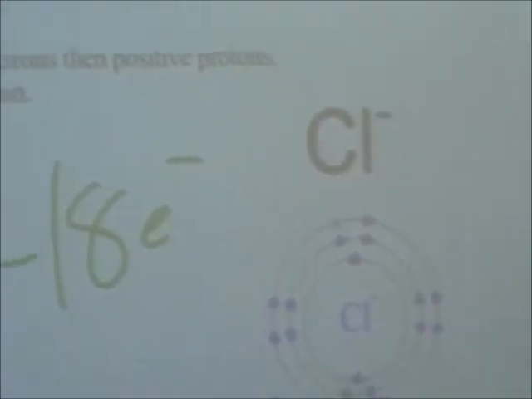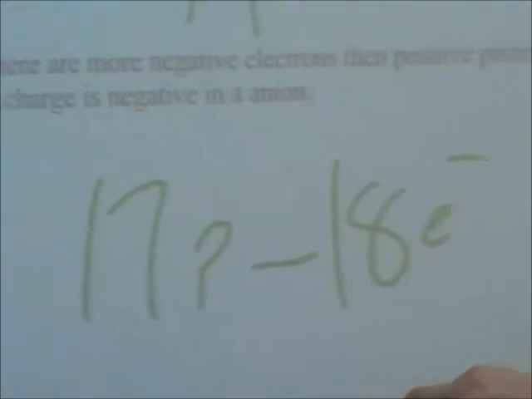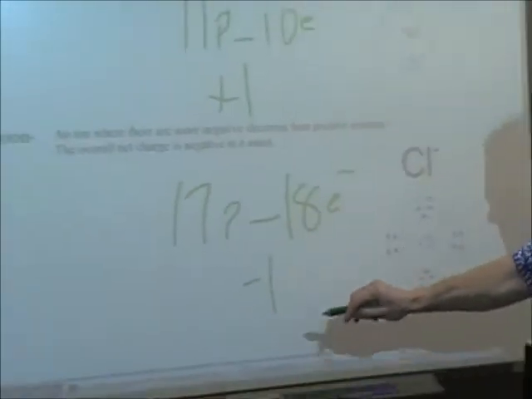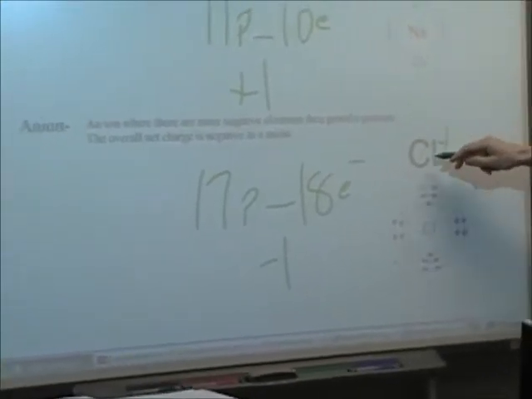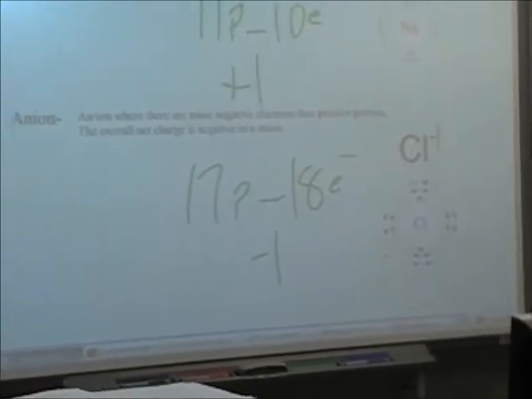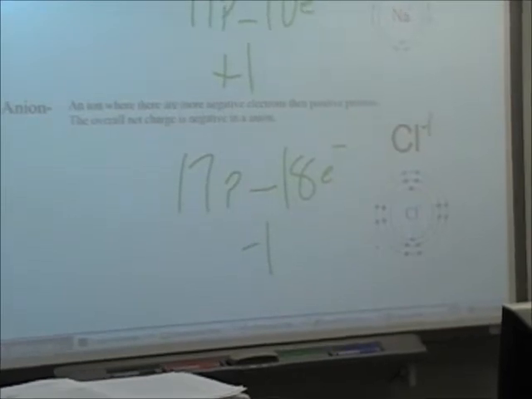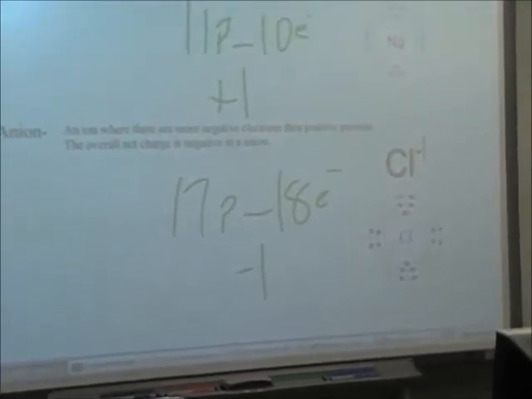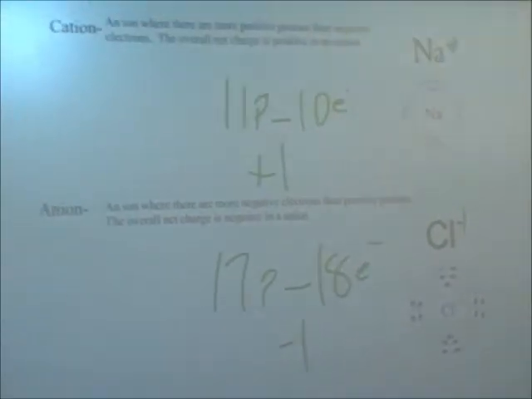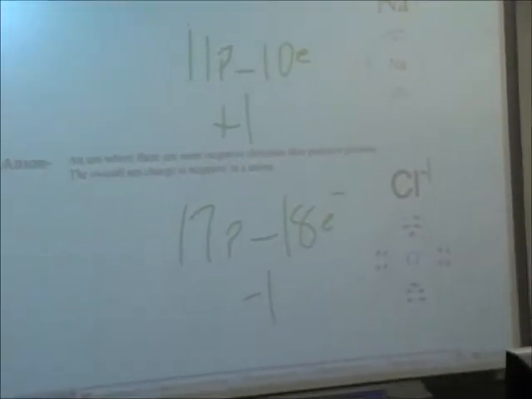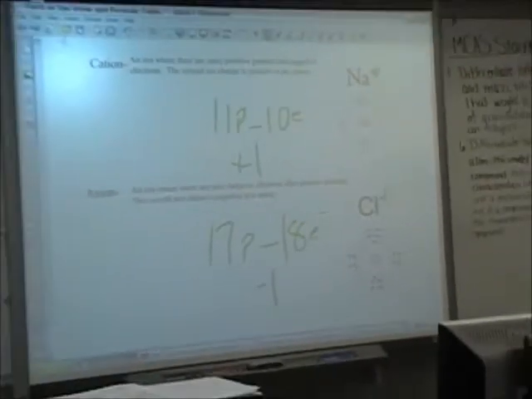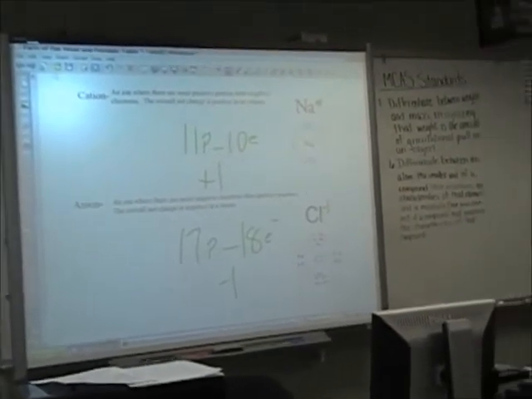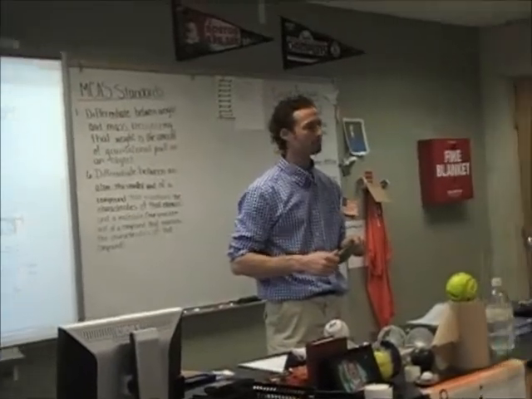What's our overall charge? 17 minus 18? -1. And our overall charge would be, for chlorine, a -1. And we call these anions when they have a negative charge. So anions are negative, cations are positive. And whatever the charge is, you got to do the math to figure it out. It's usually +1, +2, +3, +4, or -1, -2, -3, for our intended purpose. Okay?